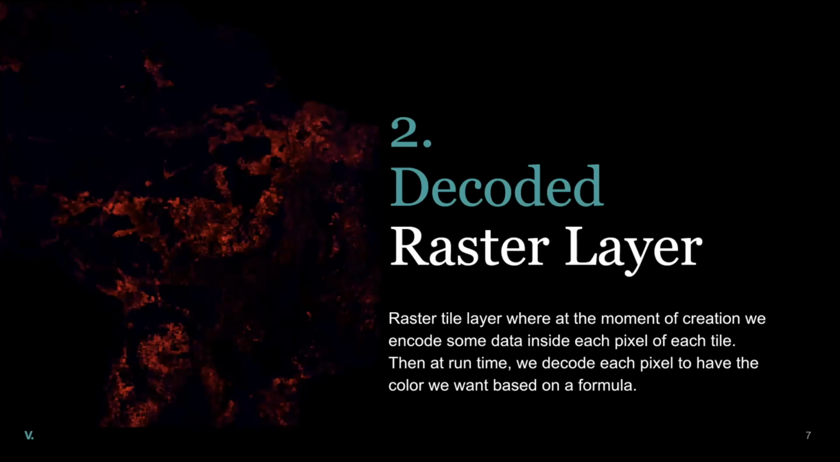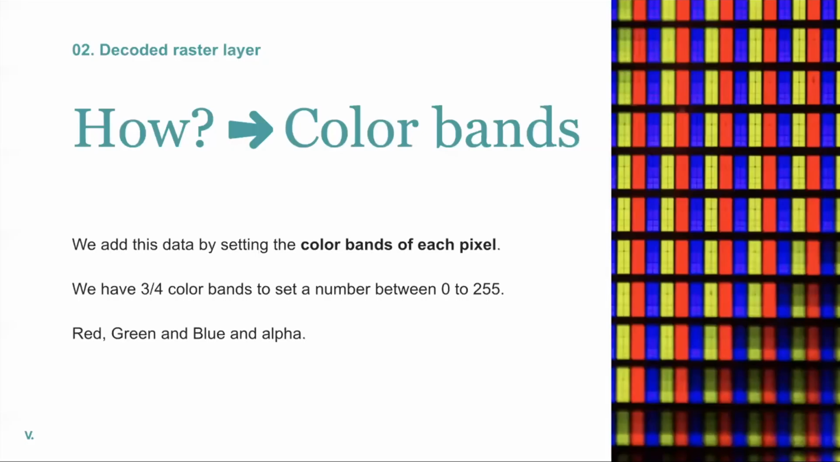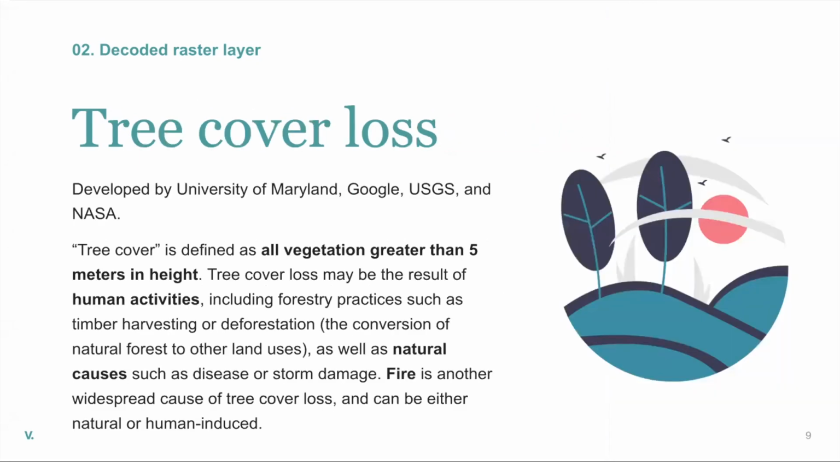How we are going to encode this data inside of each pixel using the color bands. As we are using images, we will have from 3 to 4 bands to set a number between 0 and 255. We will have 3 to 4 colors because if we are using PNGs, we will use the alpha channel. Otherwise, we will have red, green, and blue. For illustrating this, we are going to use an example.